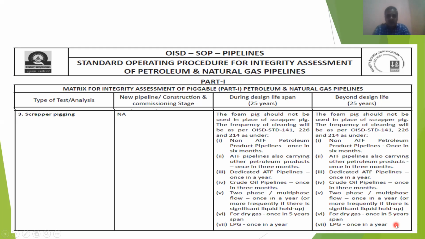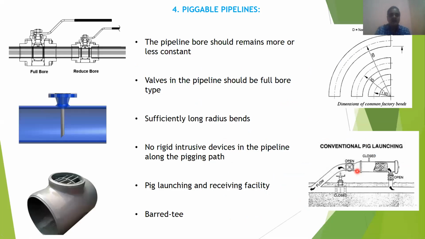See, during this 25 years design life, we have to carry out pigging as per the specified pipeline frequency. Once the pipeline is completed 25 years, that means the design life is completed, in that case you have to carry out the scraper pigging as specified in the part 1 SOP. Okay.